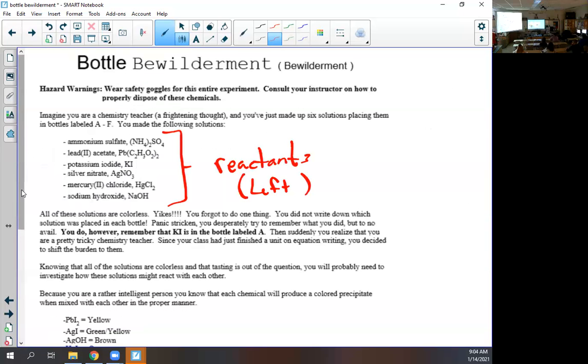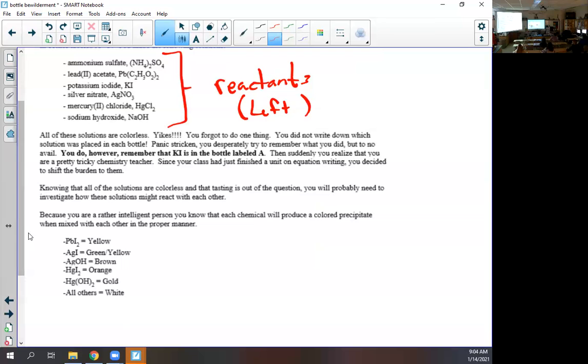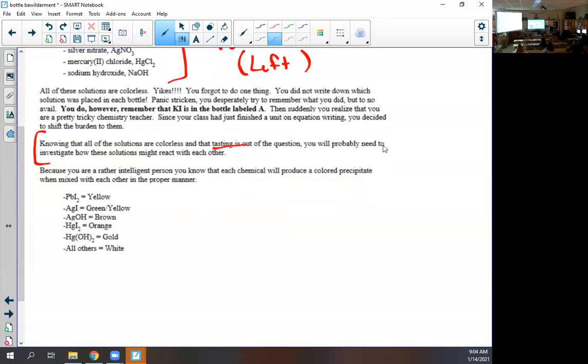All right. Nope. You will see that right here. Tasting is out of the question. Then suddenly you realize you are a pretty tricky chemistry teacher. Since your class had just finished a unit on equation writing, you shift the burden to them. Knowing all of these are colorless and that tasting is out of the question, you will probably need to investigate how these solutions might react with each other.